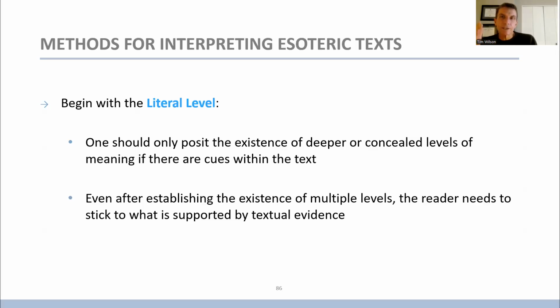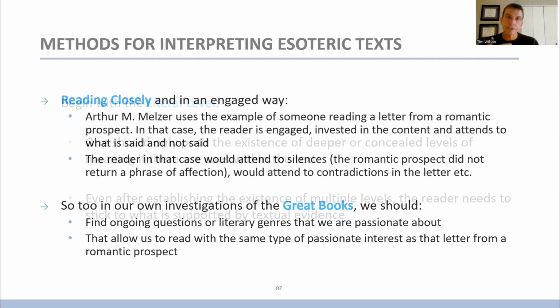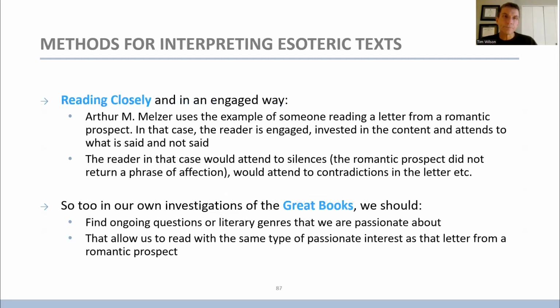Texts written in the Middle Ages themselves would have had the fourfold method in mind. With Homer, there are not really cues in the text himself. There are cues for allegorical interpretations for sure, but there are not necessarily cues for anagogical interpretations, that there's some sort of unified divine truth at the end of one's journey. So even after establishing the existence of multiple levels and getting the cues from the text itself, the reader needs to stick to what is supported by textual evidence. This is crucial to giving some sort of rigor to this interpretive method.